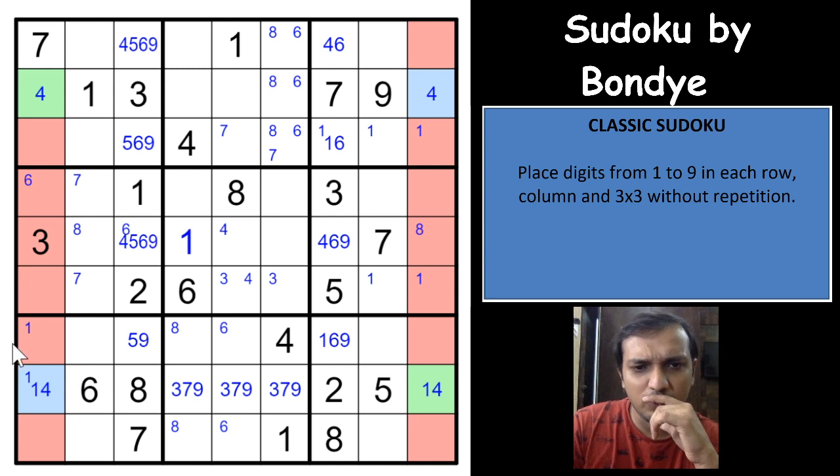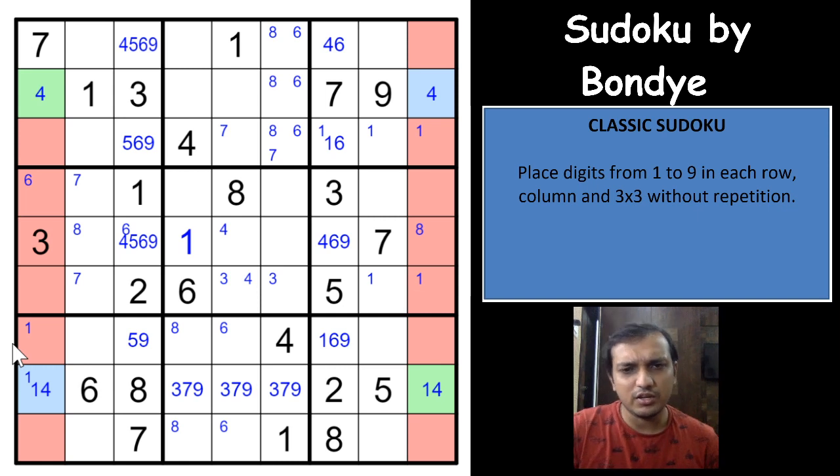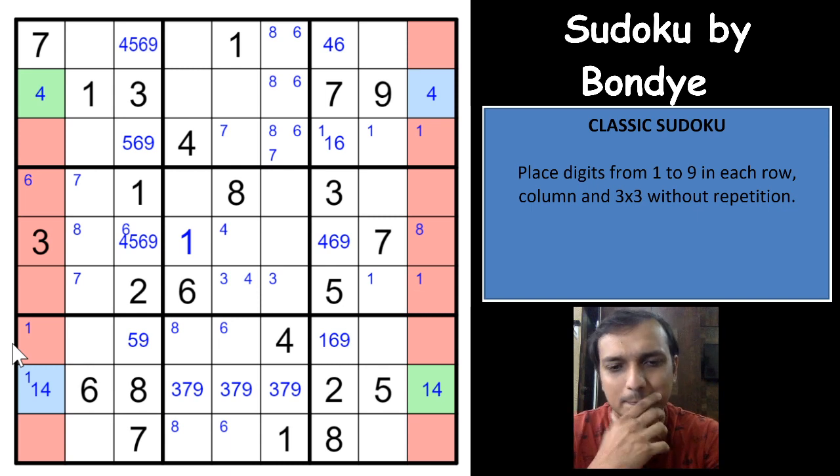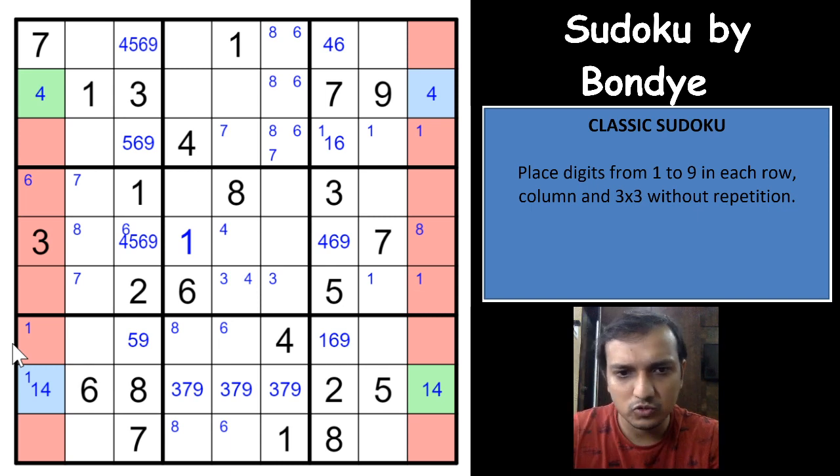Okay, you cannot have a 4 here. No, I don't think so. That is not giving us anything, but so 4 can be in these 4 cells, 4 can be in these 3 cells, and these 3 cells.